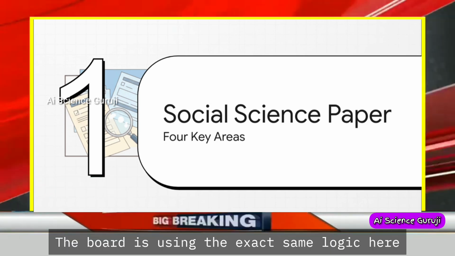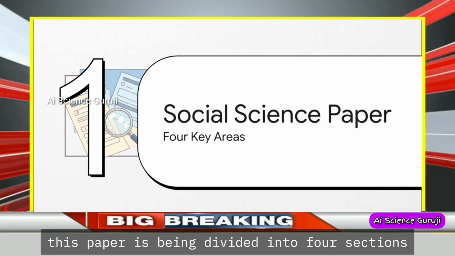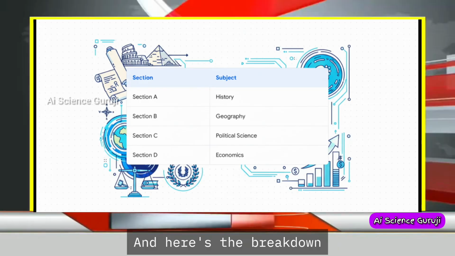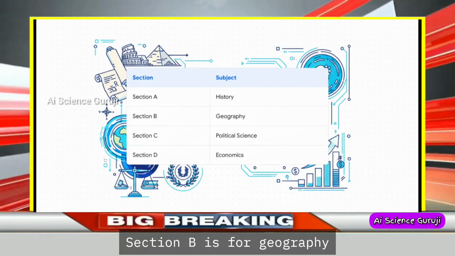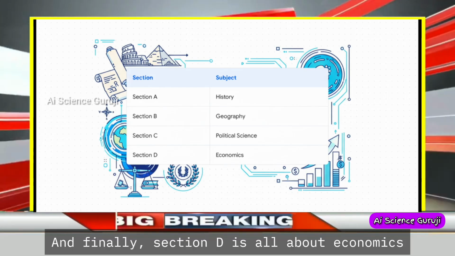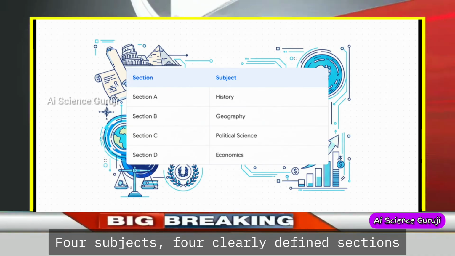All right, moving on to social science. The board is using the exact same logic here, but instead of 3 parts, this paper is being divided into 4 sections to cover all the key subjects you study. And here's the breakdown. For social science, Section A will be for history. Section B is for geography. Section C covers political science. And finally, Section D is all about economics. 4 subjects, 4 clearly defined sections.